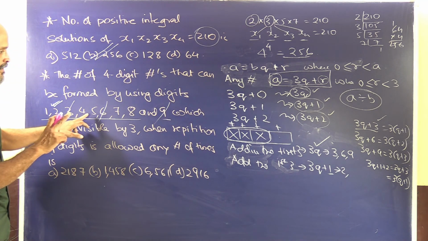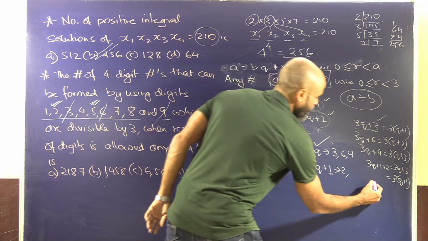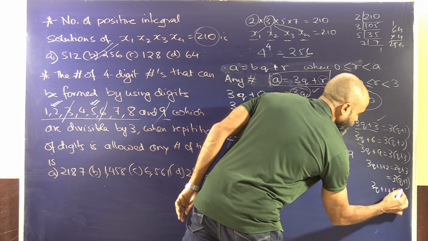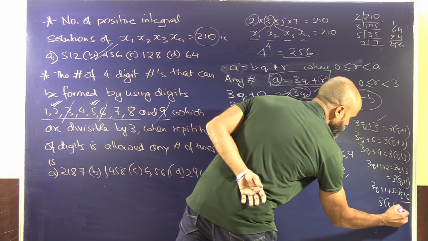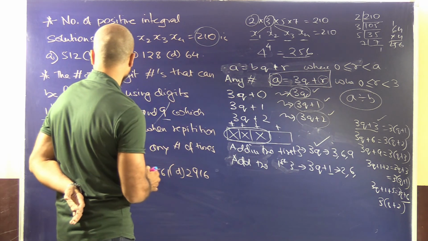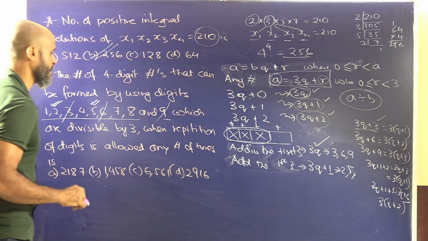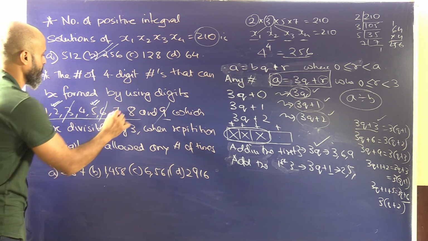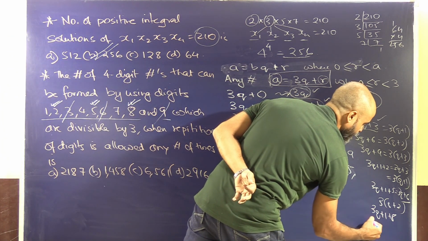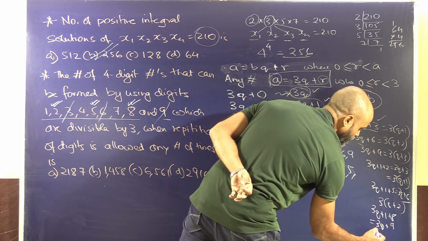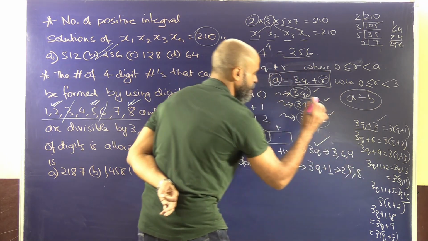Then we have 1 can be added to 5 to make it 6. Yes, so 3q plus 1 plus 5 will give you 3q plus 6. Again, this number will be divisible because this is 3(q plus 2). So we are selecting the number 5 here. Okay, what else can we do? 1 can be made as 9 by adding 8. So this will be 3q plus 1 plus 8, which gives us 3q plus 9. So the sum of the digits is divisible by 3. Okay, so these are the three numbers which we can fill.